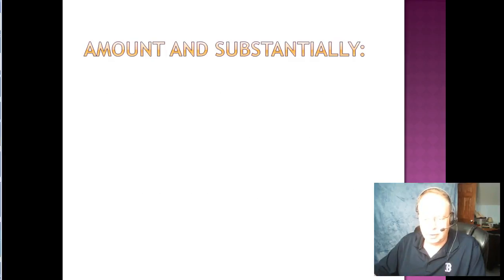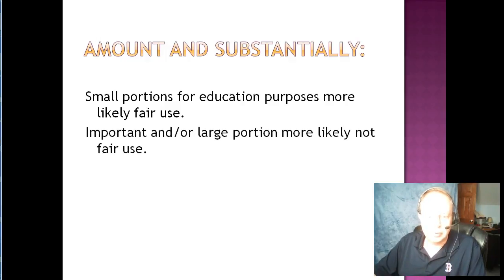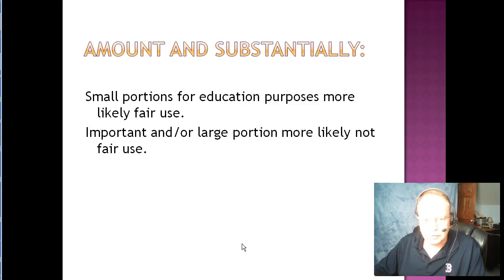So the third factor to consider in the fair use doctrine is the amount and substantiality of the work. Small portions are likely to qualify under this particular item. Important portions, or large portions, are likely to not be considered. So once again, the larger the portion, the less likely it is to qualify under a fair use defense. And the more important an item is, the less likely it is to qualify under a fair use defense.